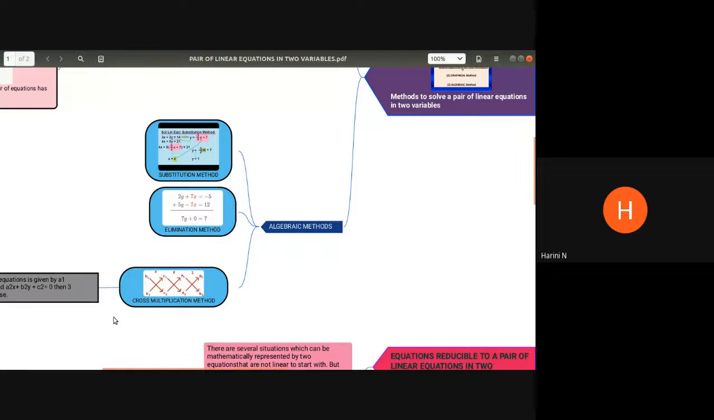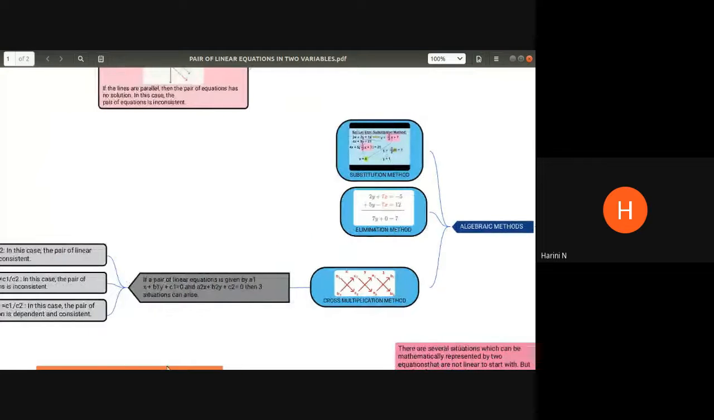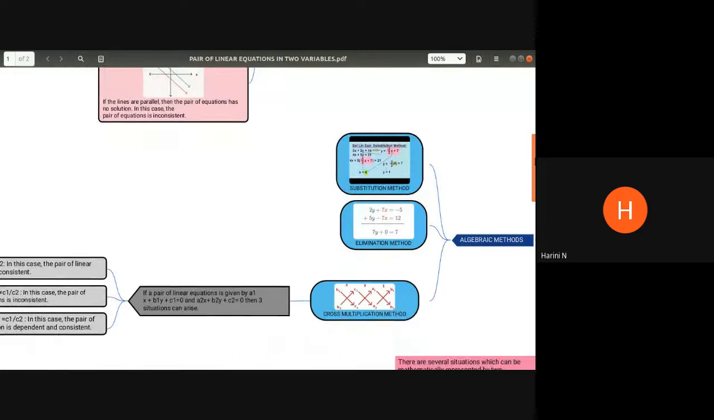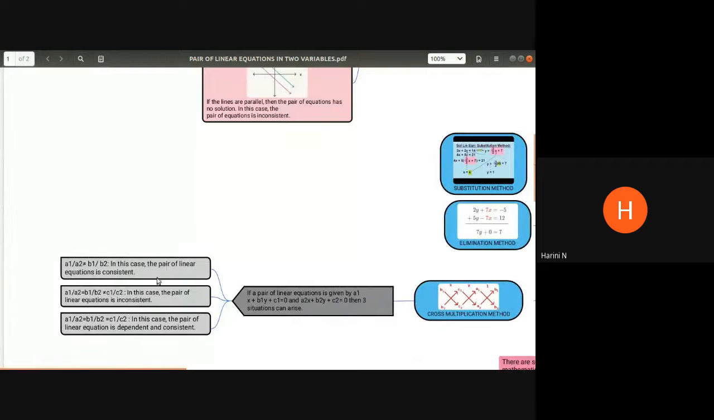All right. Then moving on, after the algebraic solutions, we have the word problems or the situational problems. This was the condition I was telling you. This is called the conditions of consistency of linear equations in two variables.